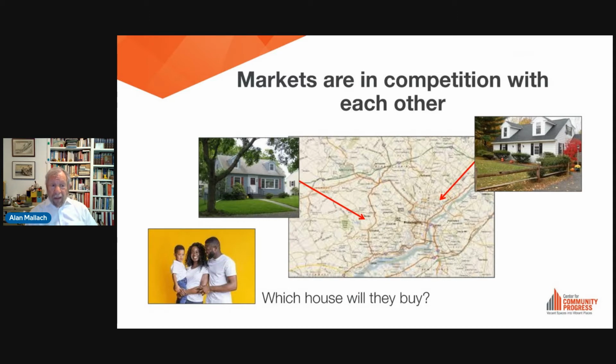And ultimately, if too many people pick the one in neighborhood A versus neighborhood B, then the odds are that neighborhood B is going to start showing signs of decline. Its prices may go down. Neighborhood A may become more desirable and its prices will go up.